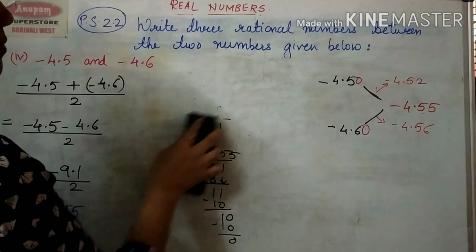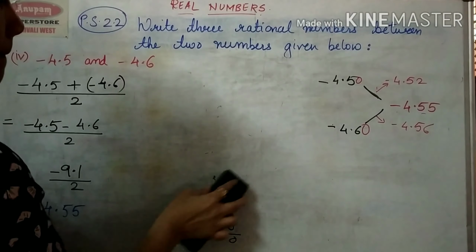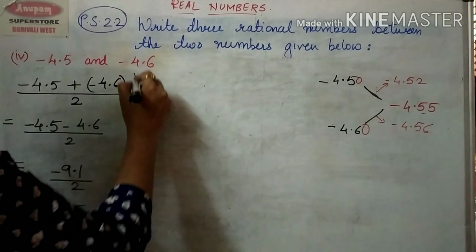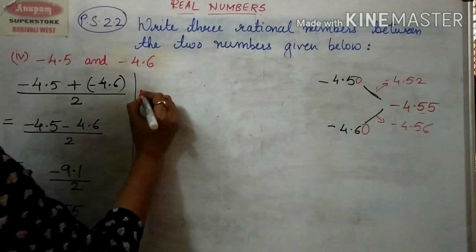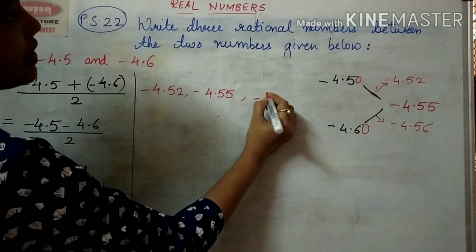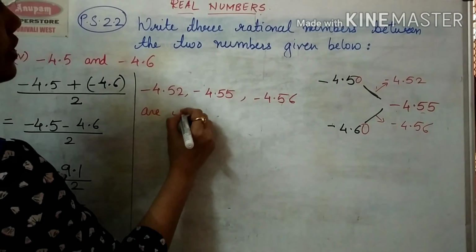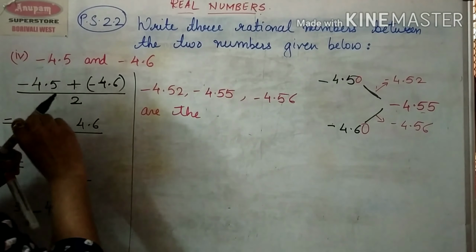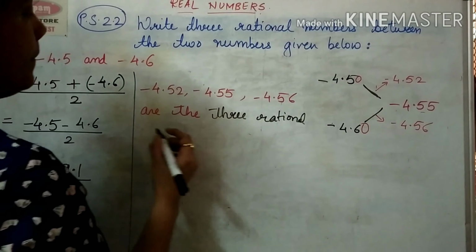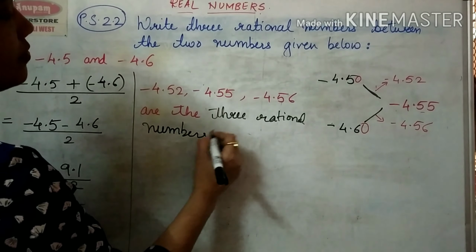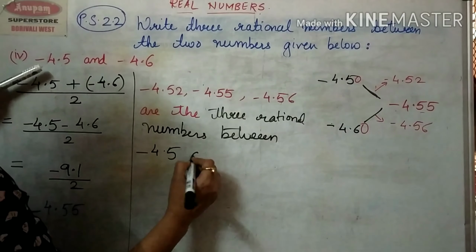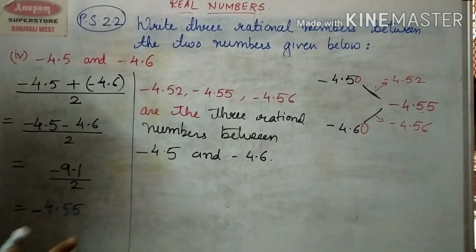So I'll write down the final statement after that. The statement will be minus 4.52, minus 4.55, minus 4.56 are the three rational numbers between minus 4.5 and minus 4.6. Thank you.